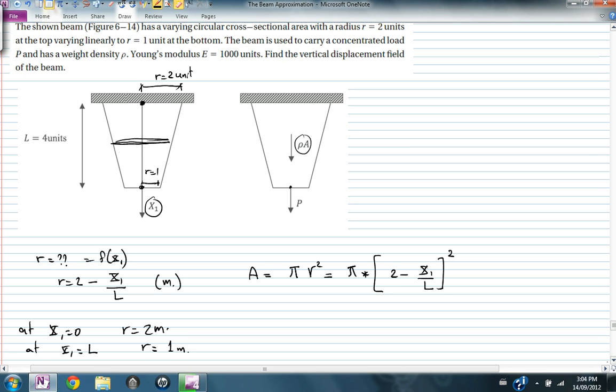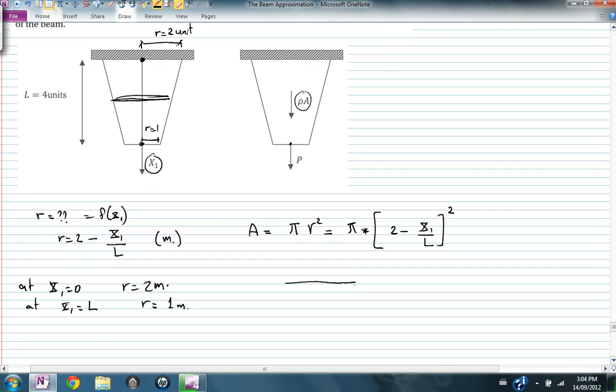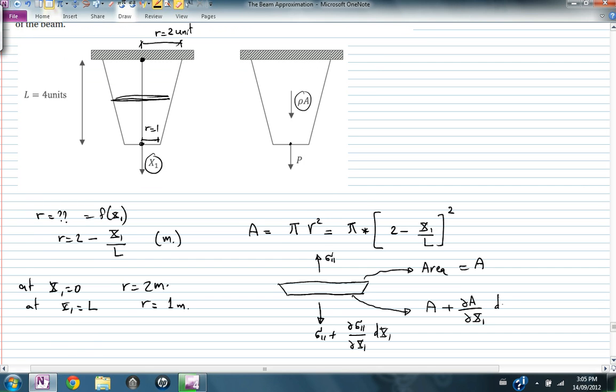Now I need to write my differential equation of equilibrium to solve it. The differential equation of equilibrium will look like this. Here I have sigma on 1, and I have an area. Here I have sigma on 1 plus partial sigma on 1 by partial x1 dx1. And the area is not the same area. I'm going to call this A, the area at distance x1. This is the area at the distance x1 plus how much the area changes with respect to x1 multiplied by dx1, because the cross-sectional area varies. And I have rho multiplied by the area as a distributed load, which has to be multiplied by dx1 to give me the total force.